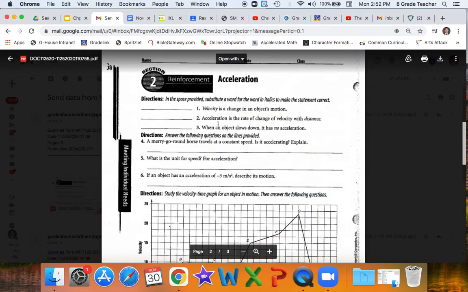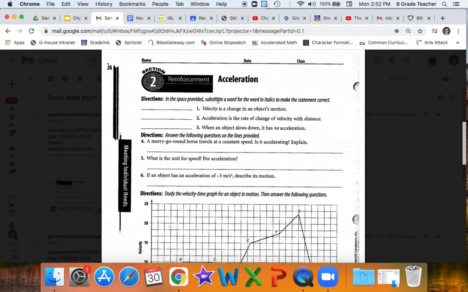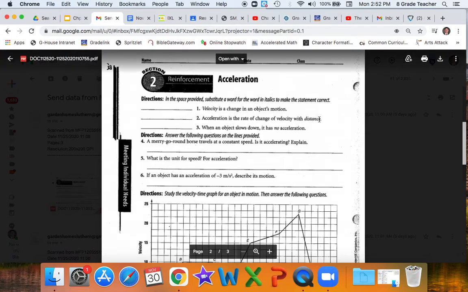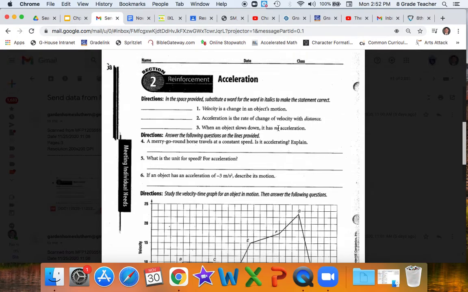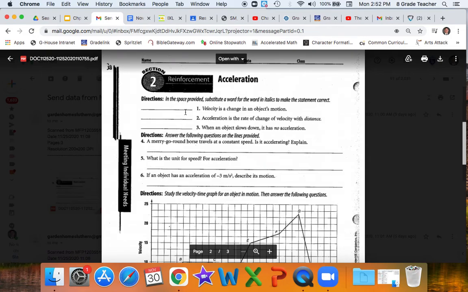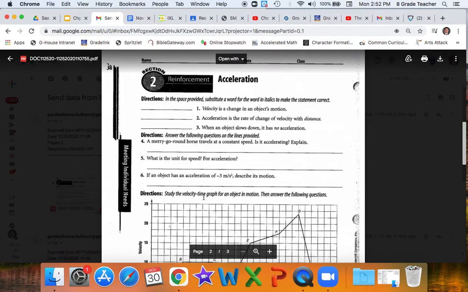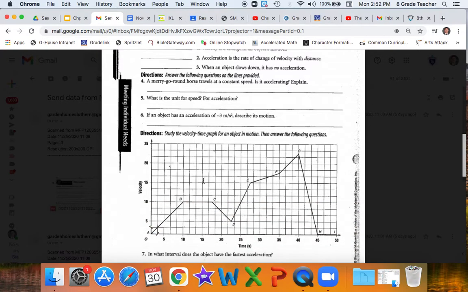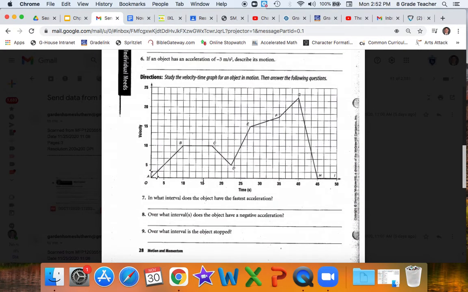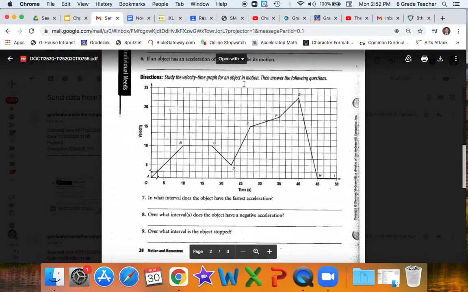In numbers 1, 2, and 3, it says, in the space provided, substitute a word for the word in italics to make the statement correct. So the words that are in italics here are ones that need to be corrected. Put those correct terms in the blanks right here. In numbers 4, 5, and 6, answer the following questions on the lines provided. In numbers 7, 8, and 9, it says, study the velocity time graph for an object in motion, then answer the following questions. Let's go ahead and do this one together.